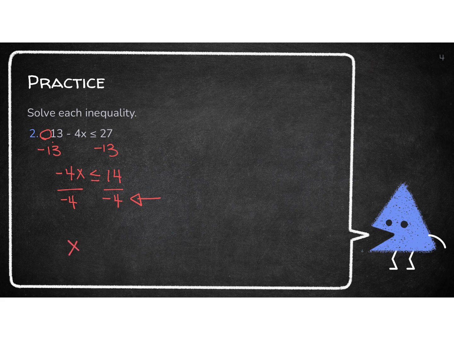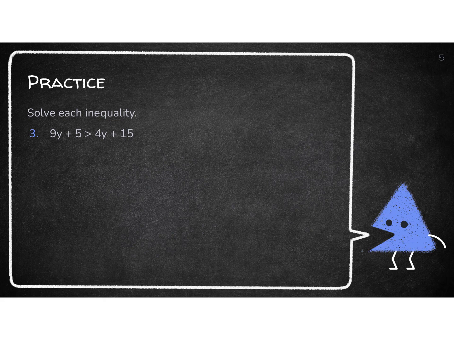So from being a less than or equal to, it's going to be a greater than or equal to. 14 divided by negative 4 is going to give me negative 3.5. So all solutions that are going to work for this inequality up at the top are any numbers that are greater than or equal to negative 3.5. That's what this answer is telling me. Let's go ahead and look at the next one here.